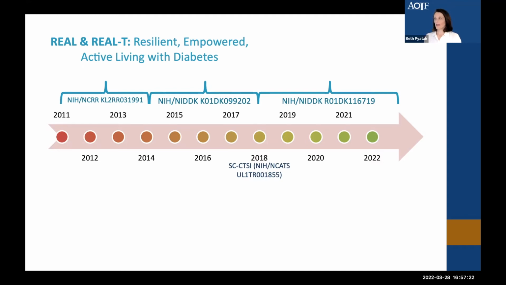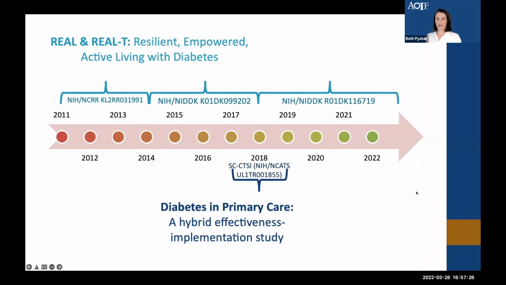So a second line of research after we did the Real and Realty studies, which were focused on young adults, we had an opportunity to implement a diabetes management lifestyle redesign intervention in a primary care clinic that was serving primarily older adults with type 2 diabetes. So we got to see not only the effectiveness of lifestyle redesign with a different population, but also study the process of implementation within a primary care clinical setting.